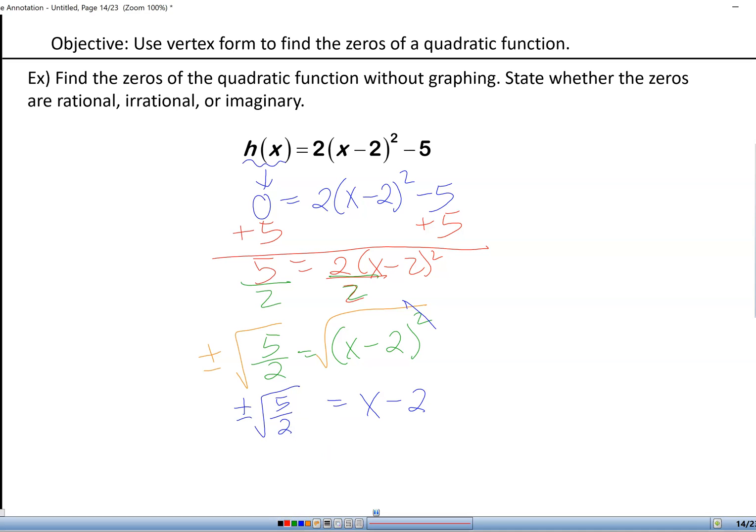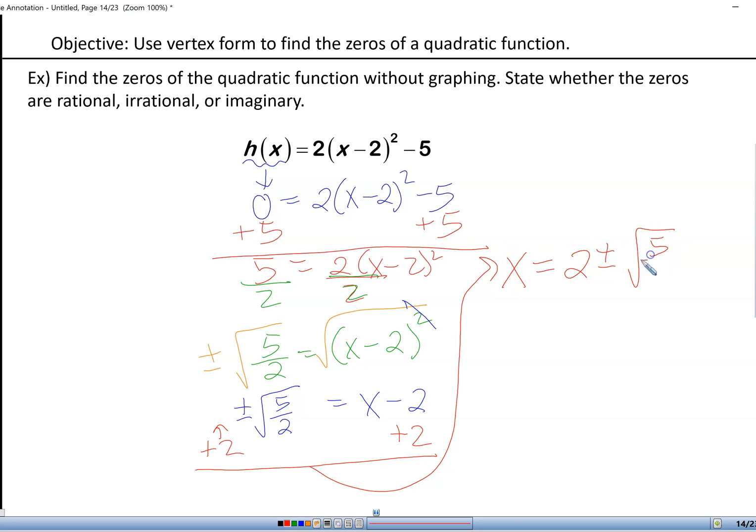All right, so now you have a couple of options. You can simplify the square root of 5/2 right now if you want to, or you can add 2 to both sides and then simplify. Just because of space, I'm going to go ahead and add 2 to both sides, and that 2 being rational is going to go in front of that plus or minus. And so my x's now are 2 plus or minus the square root of 5/2.